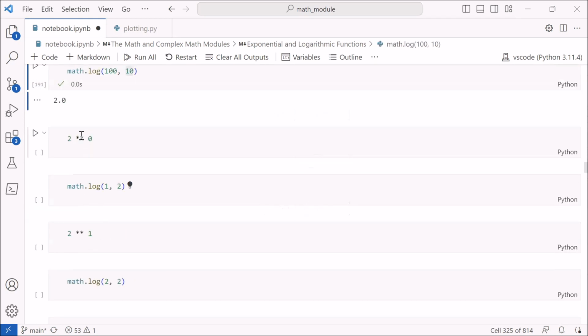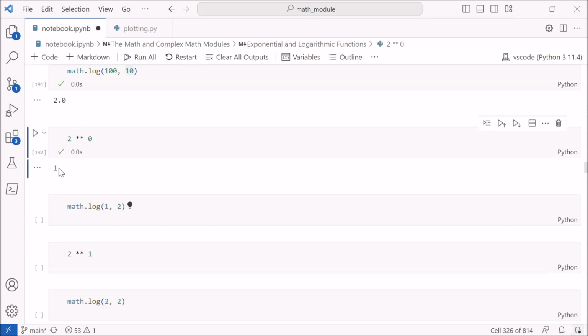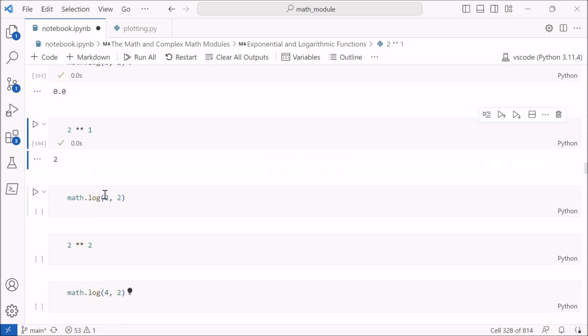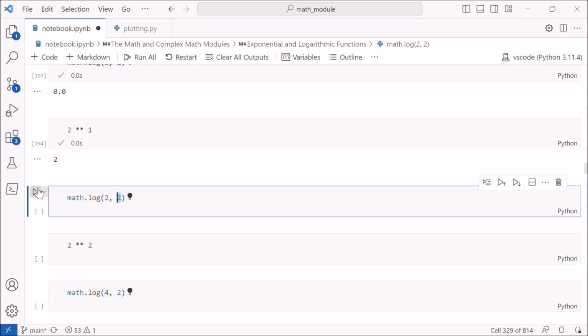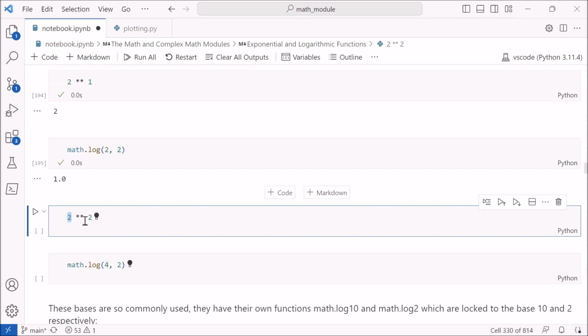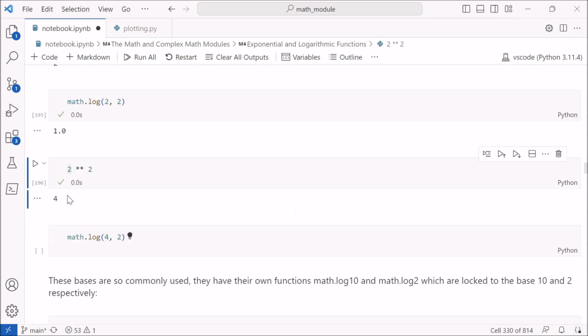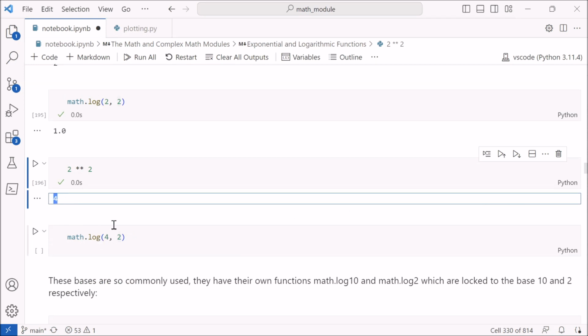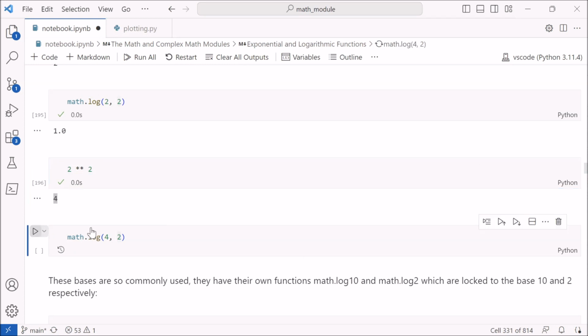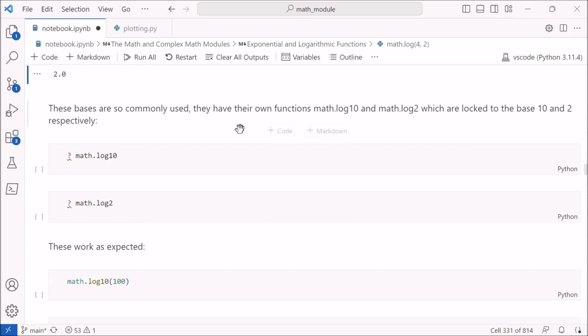And if we have a look at base 2, 2 to the power of 0 is 1, so we specify the 1 here and the 2 here, and we should get 0. So 2 to the power 1 is 2, so we specify 2 here and 2 here, and we should get this 1. And if we have 2 to the power of 2, we should get 4. So if we specify the 4 here and the 2 here, then we should calculate this 2 here. Since these bases are so commonly used, they have their own functions, log10 and log2 respectively.